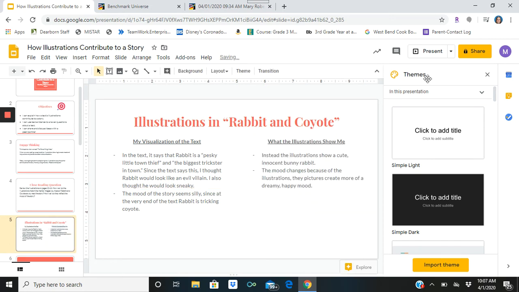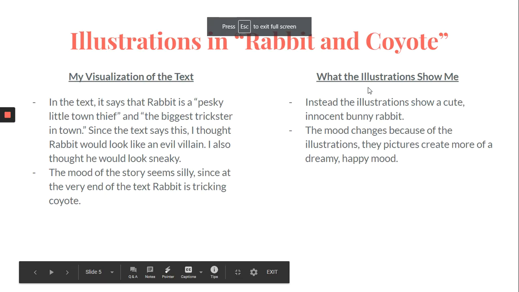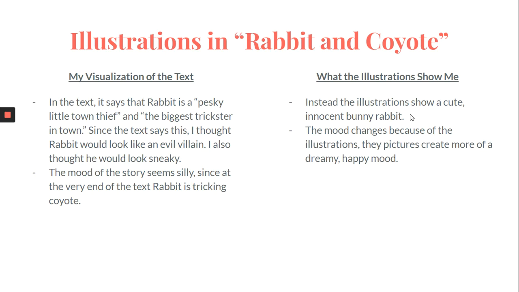Delete that and let's take a look at it. So in this box, I'm going to put down what the illustrations show. And the first thing that I notice is that instead, the illustrations show a cute, innocent bunny rabbit, right? If you look here in my visualization, it doesn't show this evil villain bunny. It doesn't really show him being sneaky. It just shows him looking like an innocent bunny.